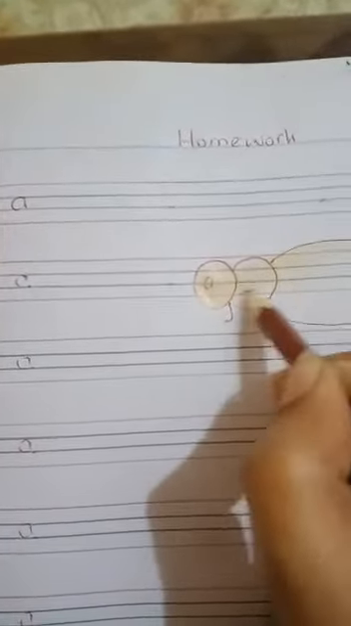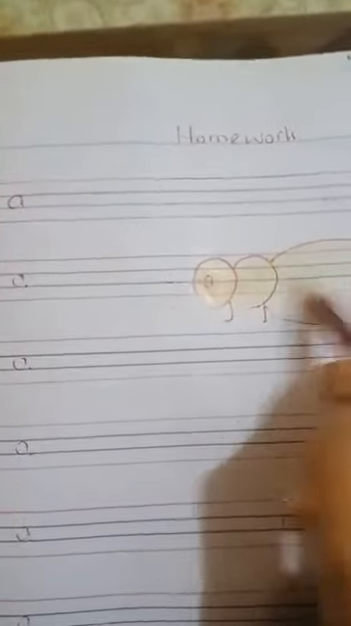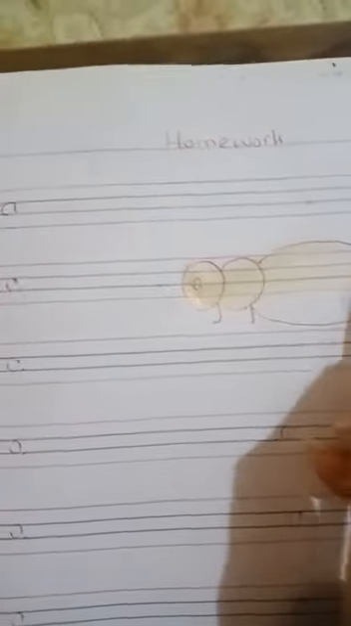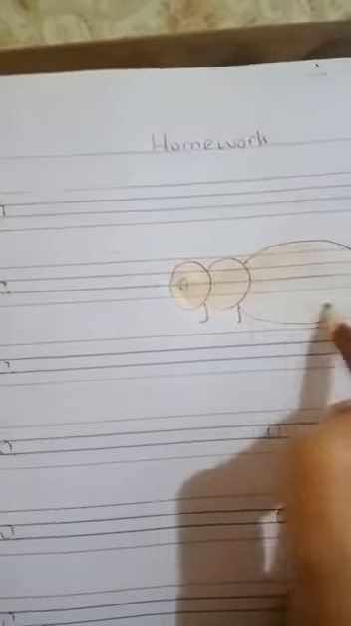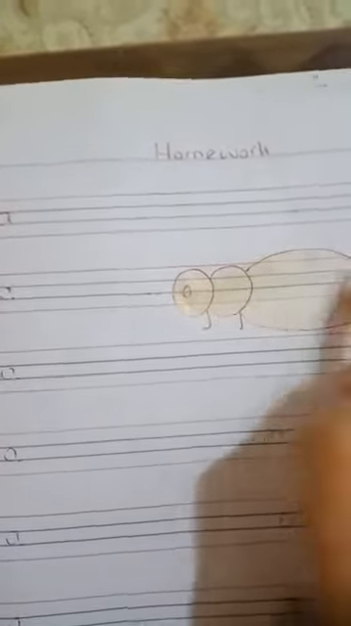Ant. What is this? Ant. Color like this. Color inside the picture. Don't go outside the boundary of the picture. Do you work neatly? Okay.